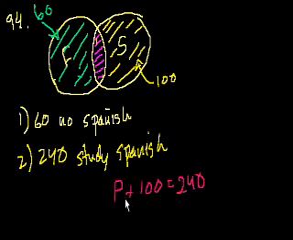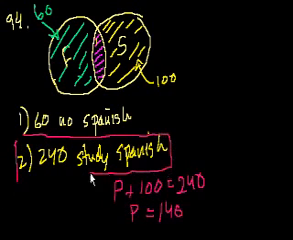So the people who study French and Spanish, the purple area, has to be 240 minus 100, which is 140. We don't have to figure out the number. We just have to know that statement 2 gives us enough information by itself to solve the problem. We don't even need statement number 1.